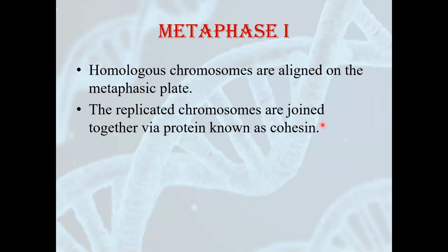Then we have metaphase I. Metaphase I is similar to the metaphase of mitosis. Homologous chromosomes will be aligned on the metaphase plate or equatorial plate. The replicated chromosomes are joined together via a protein, which is known as cohesin. The replicated chromosomes means the chromosomes whose copies have been made. They will be joined together via a protein which is known as cohesin. Remember this name.